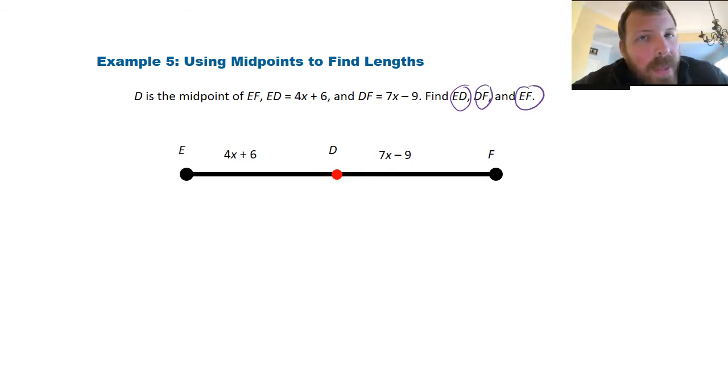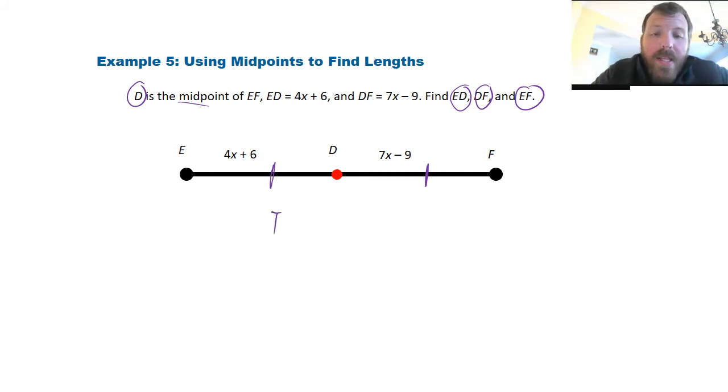Again, don't be that person that says, well, ED is 4x plus 6, so I'm done. No, because you're going to have to find x. In a lot of cases, that's the case. So what you need to do is find x. If D is the midpoint, then we use the definition of midpoint, and that means that these are congruent, which also means the two segments are equal in length. Therefore, ED's length is the same as DF's length.